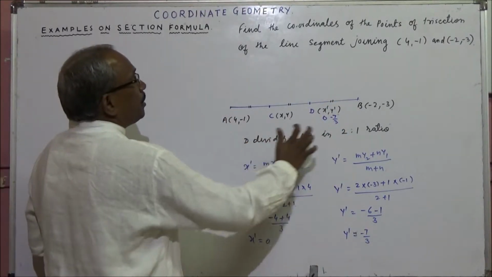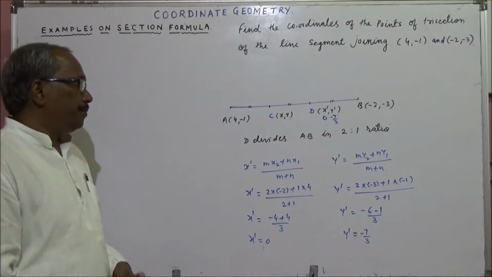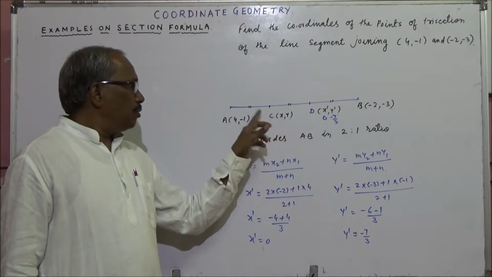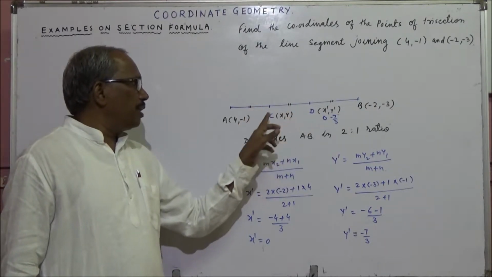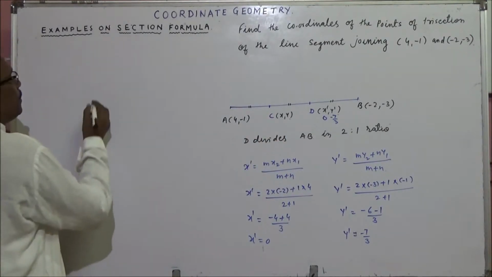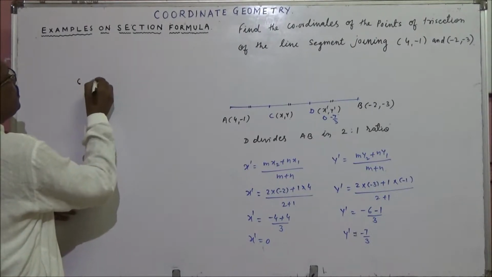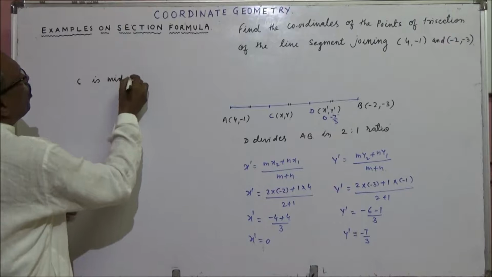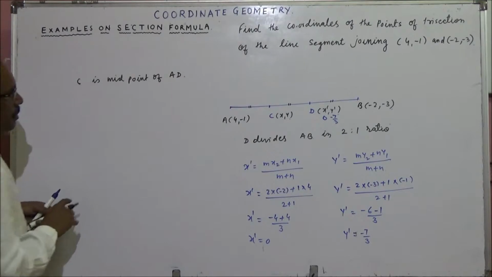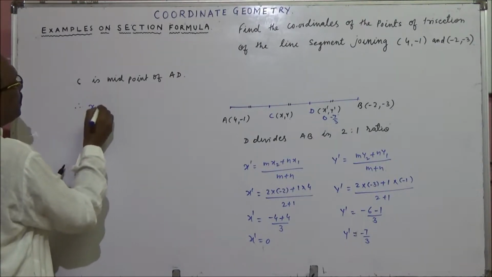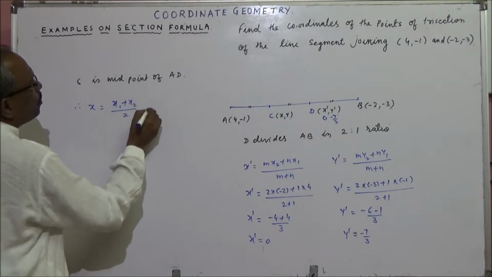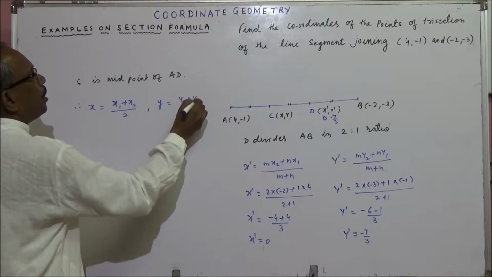Now see here. Now we know the coordinates of point D. We have to calculate the coordinates of point C. Now these two line segments are same. Therefore C becomes the midpoint. So C is the midpoint of AD. Therefore x is equal to, I can write, (x1 plus x2) upon 2, y is equal to (y1 plus y2) upon 2.